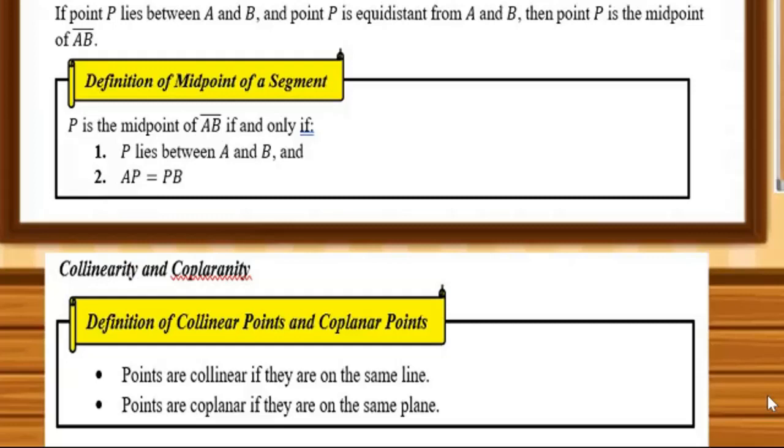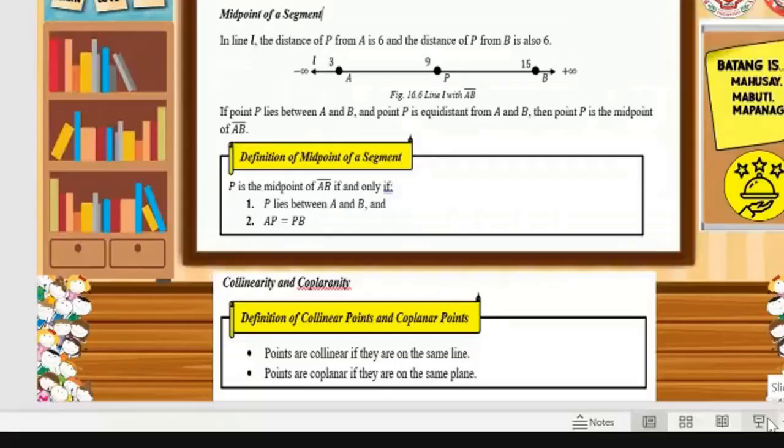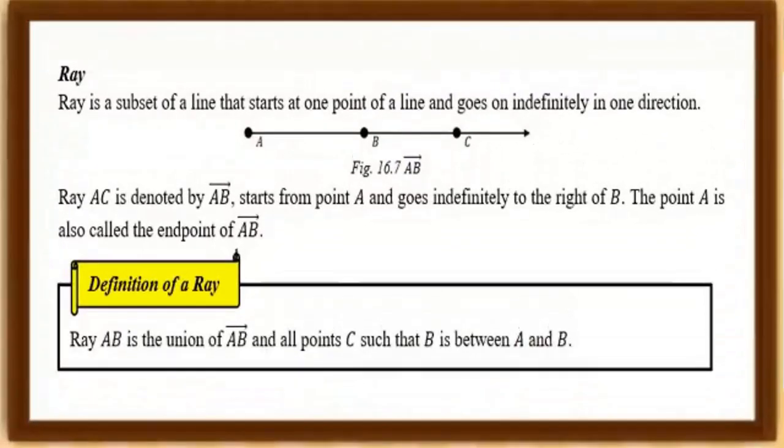Now we have here the definition of collinear points and coplanar points. Points are collinear if they are on the same line. Points are coplanar if they are on the same plane. Ray. A ray is a subset of a line that starts at one point of a line and goes on indefinitely in one direction. Ray AC is denoted by this symbol.